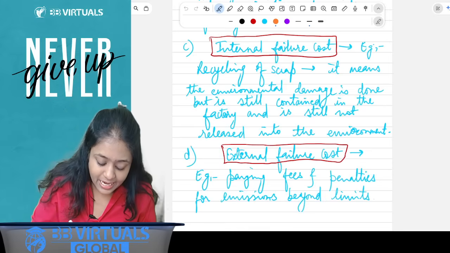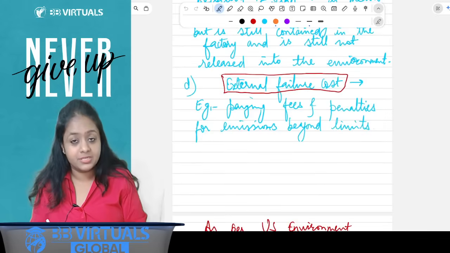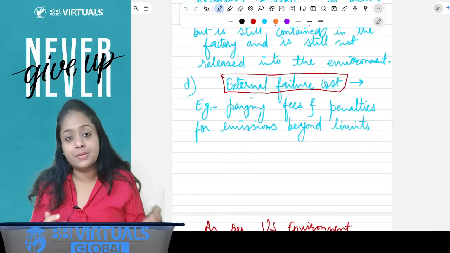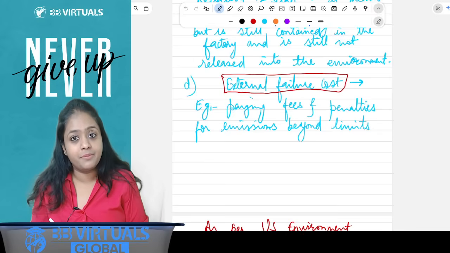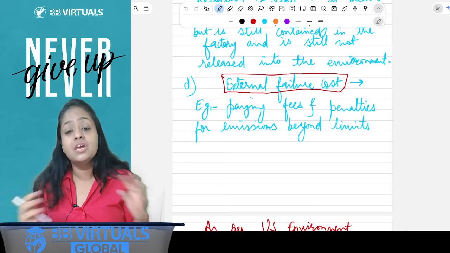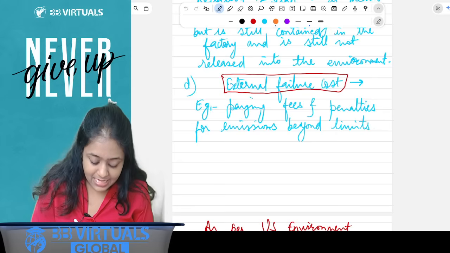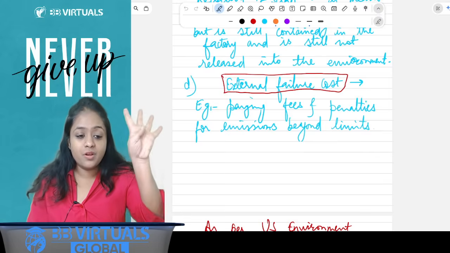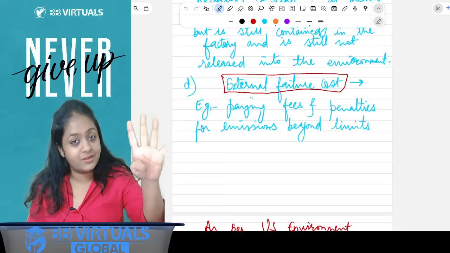is your internal failure cost. Like recycling of scrap, it means the environmental damage is done but is still contained in the factory and is still not released into the environment. That is your internal failure cost. Next is external failure cost, which simply says every damage has been done. The cost has gone into the environment and the damage is done, so now we will just have to bear the penalties for the damages that we have done. For example, paying fees and penalties for emissions that are beyond the limits. So remember these four things: prevention, detection, internal failure and external failure cost.